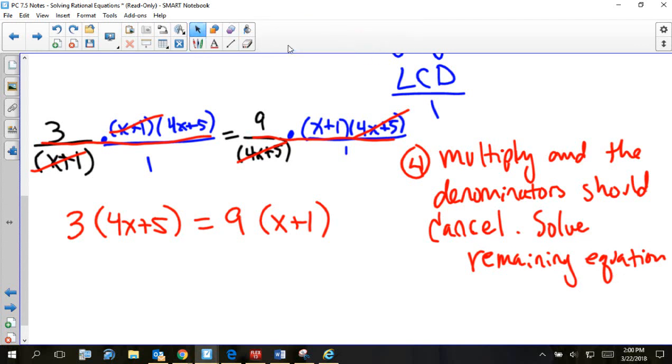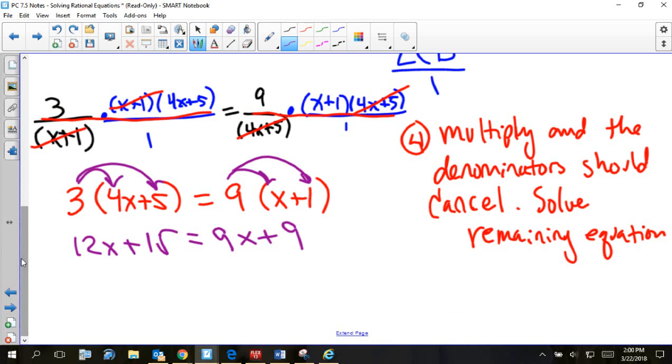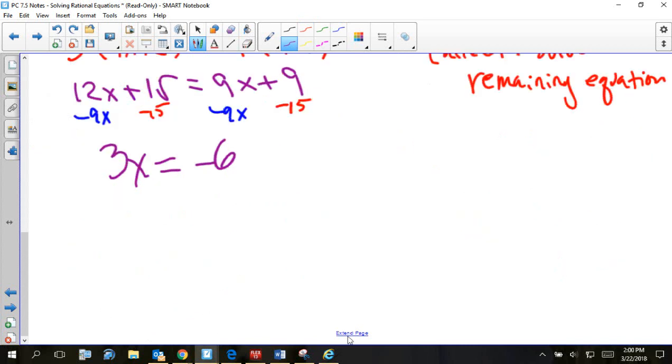So now I'm just going to ask you, how do you solve this equation from algebra 1? Distribute, right? We get rid of our parentheses by distributing. So I have 12x plus 15 equals 9x plus 9. And then we will take away 9x from both sides. Take away 15 from both sides. 3x equals negative 6. X is negative 2.